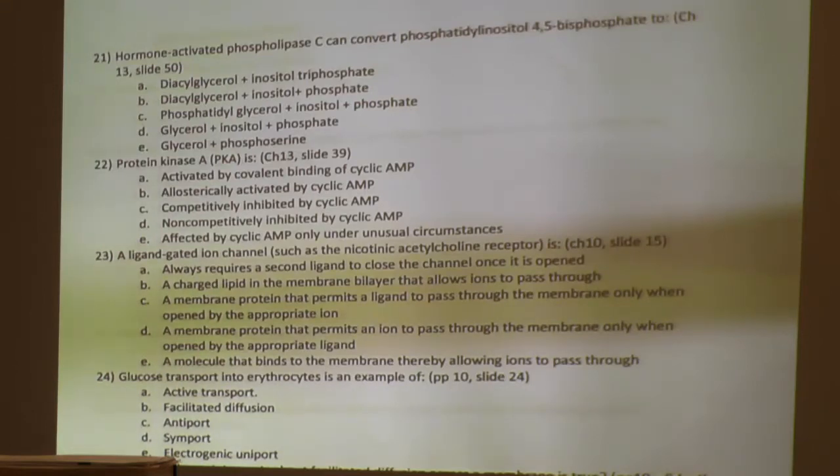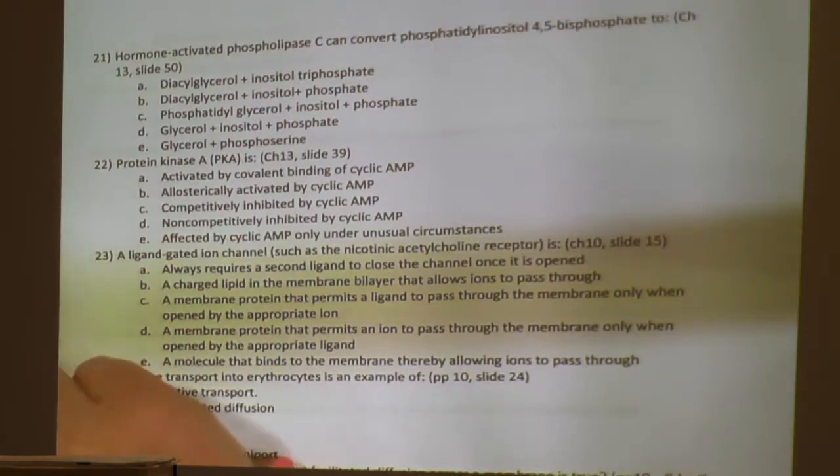So, hormone-activated phospholipase C can convert, oh geez, can't pronounce that, phosphatidylinositol 4,5-bisphosphate to what? It's going to convert it to DAG and what? It will be A. So it converts it to diacylglycerol and inositol? I don't know. Phosphate?